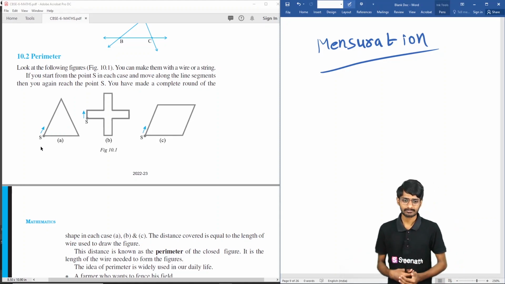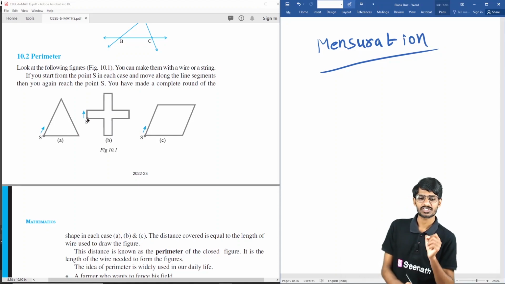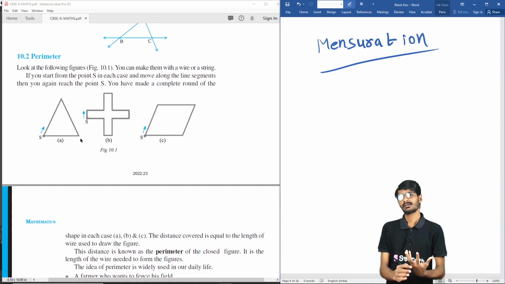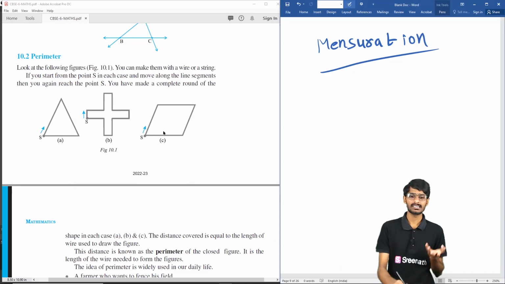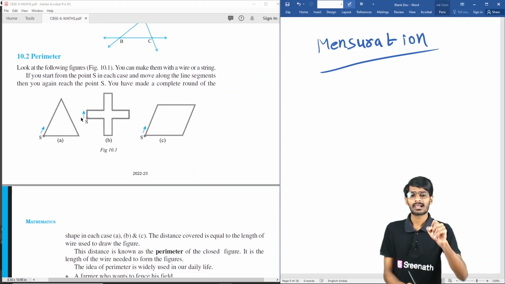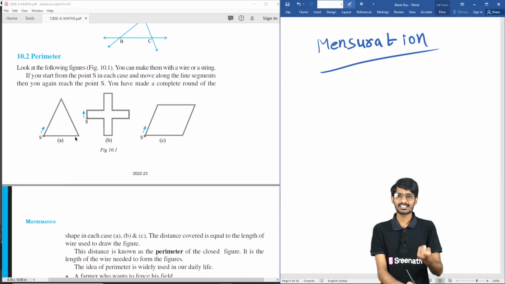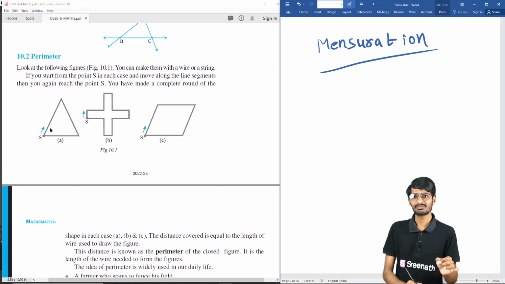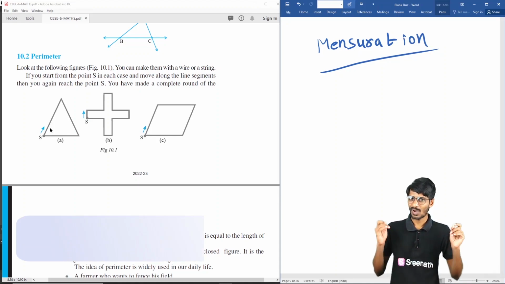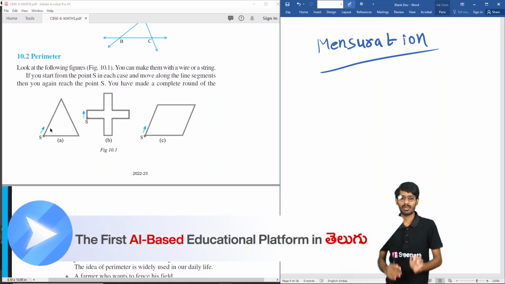Tell me. Here also we start at point S, walk along the line segments, and finally come back to point S. What is the distance covered by you? And in this picture also, it is the same. The distance covered by you in this journey along the line segments, along the boundaries of the closed figures, is nothing but the perimeter. I hope you have understood it.